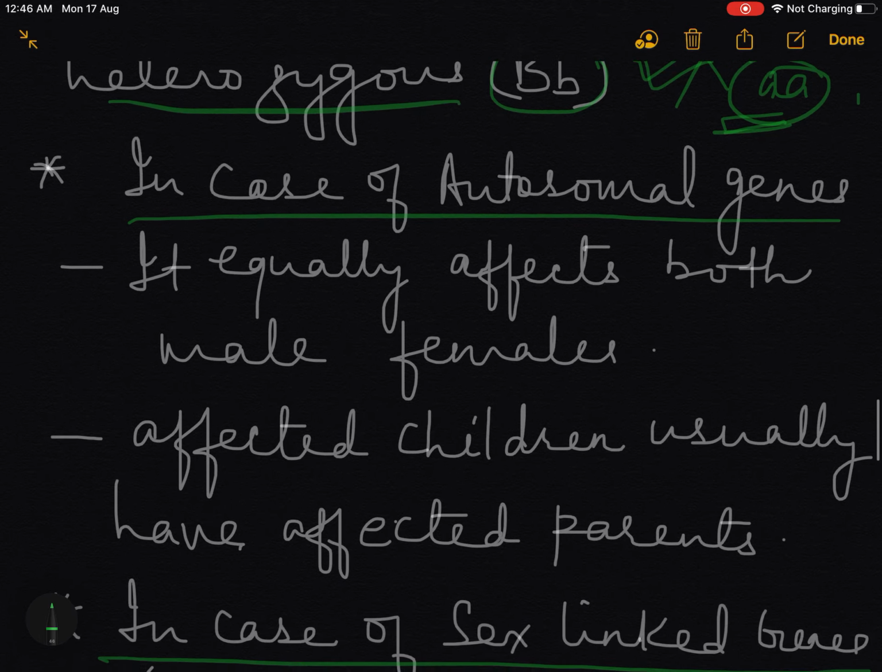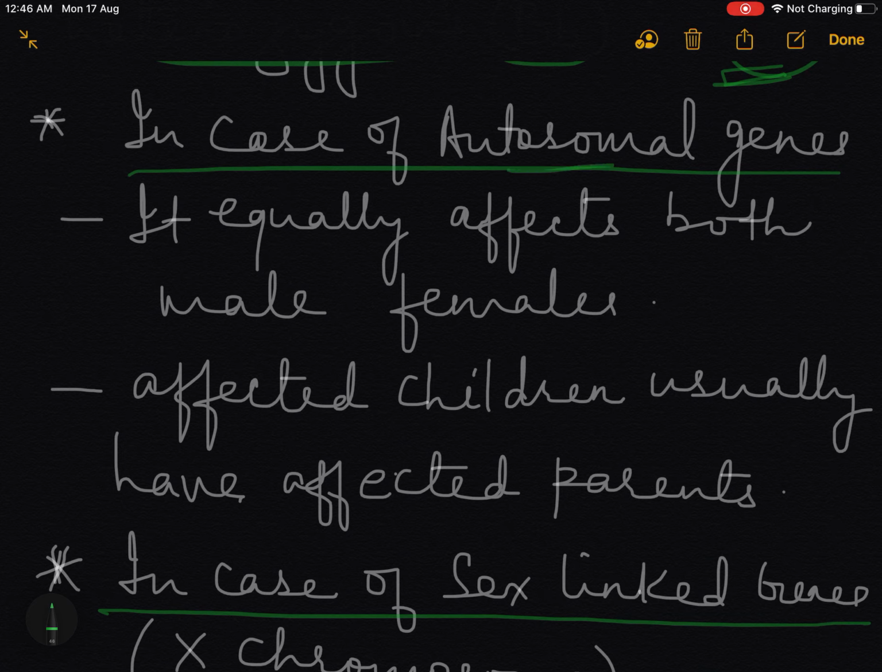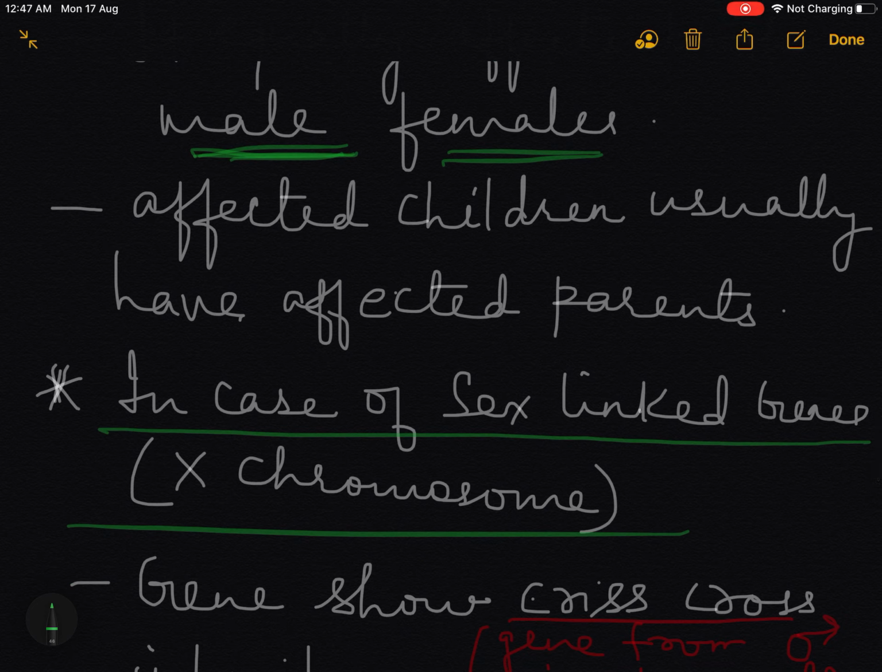Next, children, that was the case in autosomal genes. Now how will you make out whether it is autosomal? It equally affects both males and females, because it is autosomal, it is not sex linked, so it will equally affect both males and females. Affected children usually have affected parents.